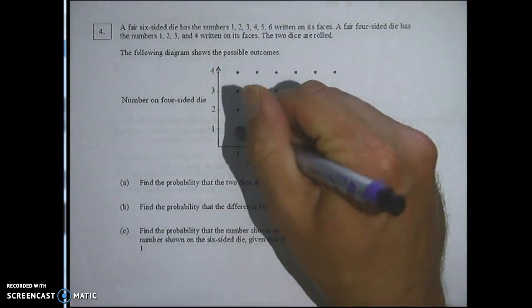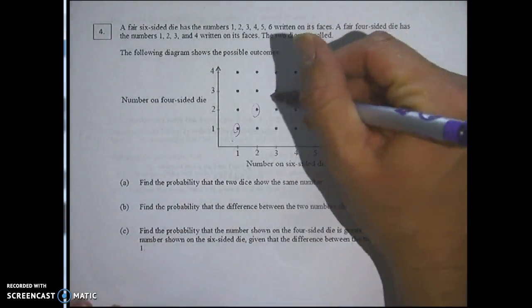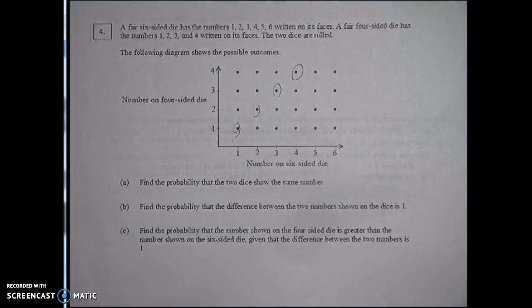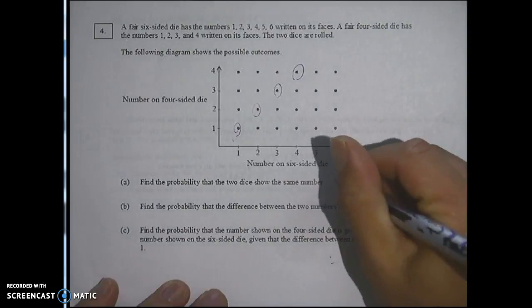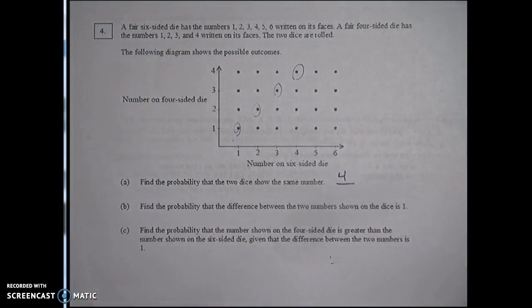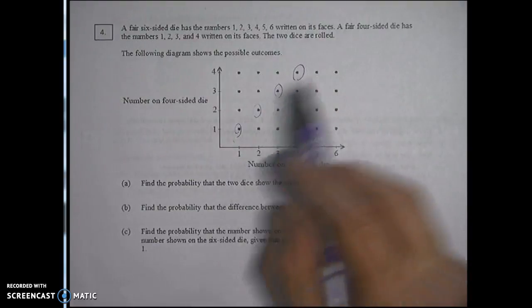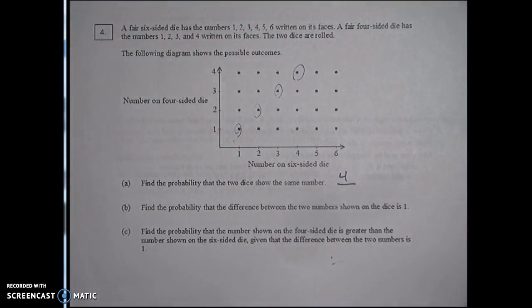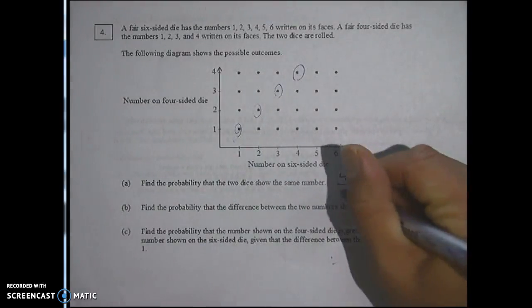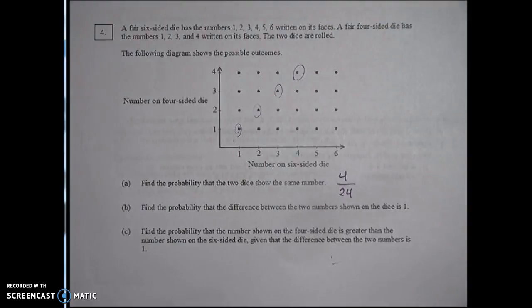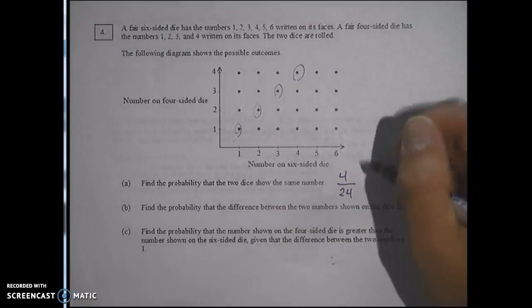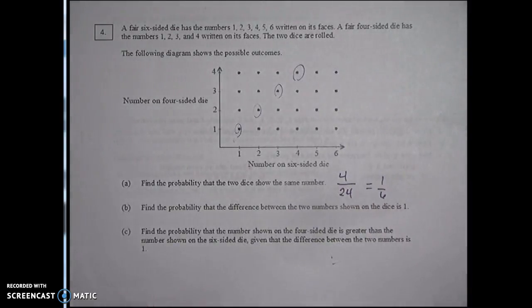So that could be a 1 and a 1, a 2 and a 2, a 3 and a 3, or a 4 and a 4. Now, the 4 is going to be the numerator of the probability. The denominator is how many dots there are, how many possible outcomes there are. We can figure that out by doing 4 times 6, which is 24. So 4 out of 24, there's a 1 out of 6 chance of that, that we have two dice with the same number.